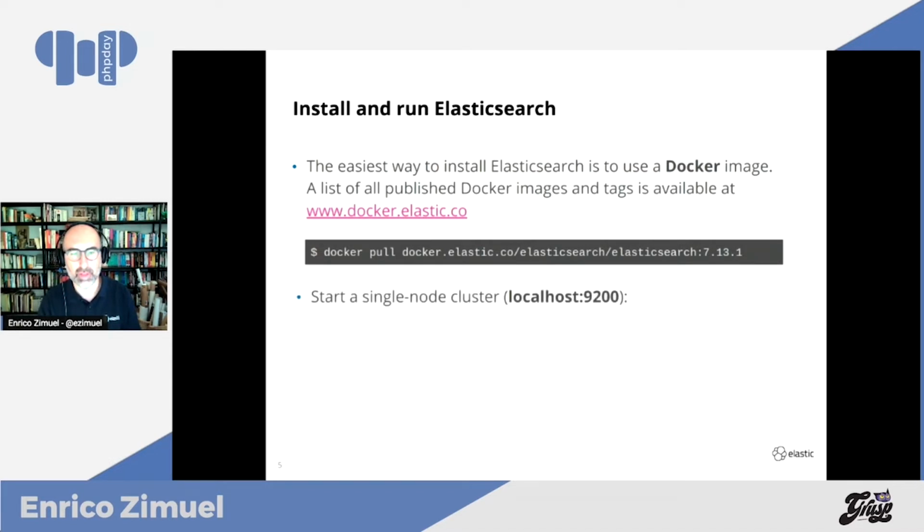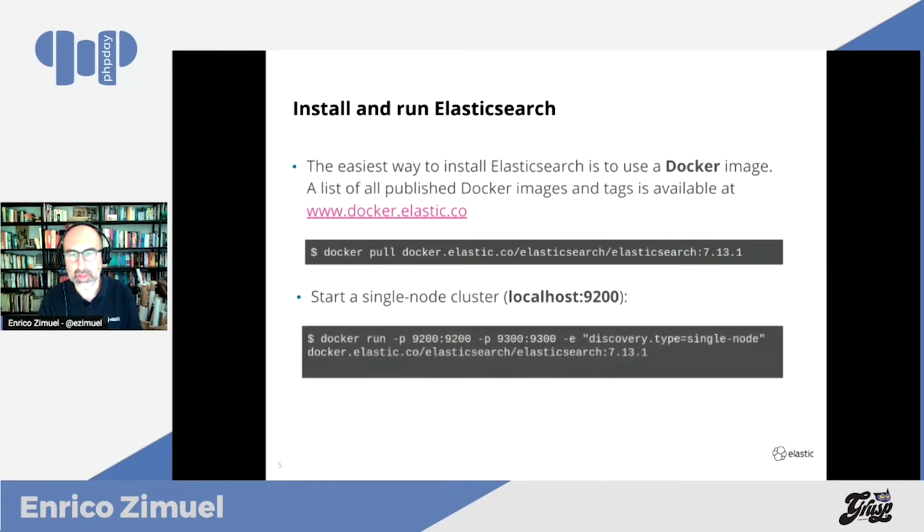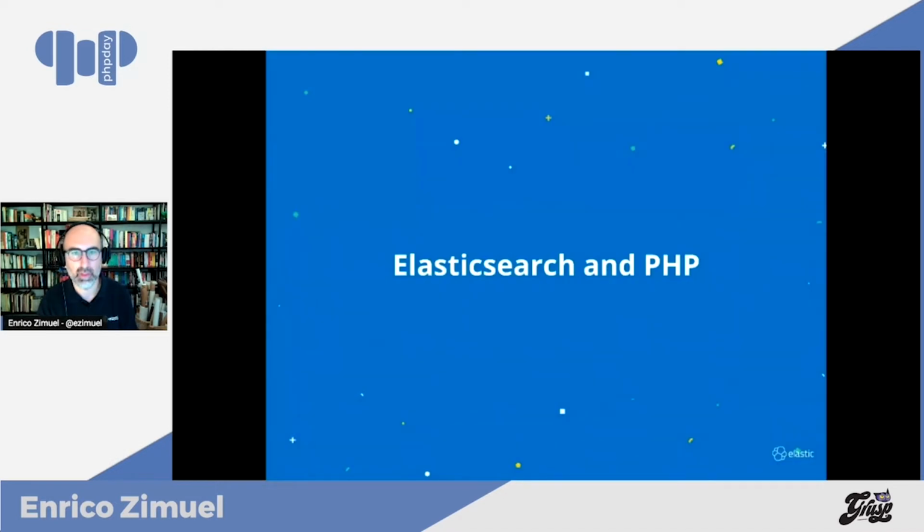And if you want to start only a single node cluster, for instance, just to try, as I said, by default, the port is 9200. You can just run opening this port and specifying the discovery type single-node. That's it. So after that, you can start consuming Elasticsearch running on localhost on port 9200.